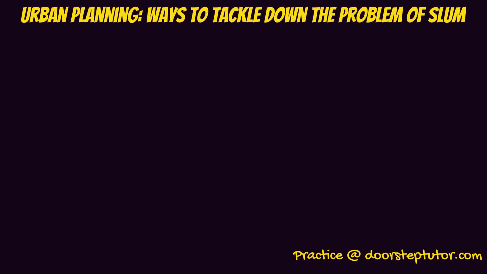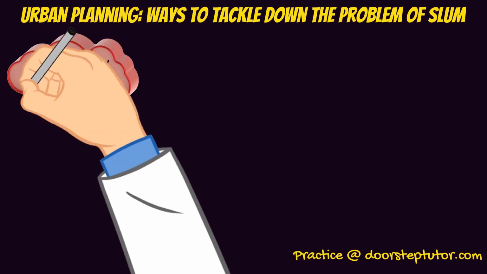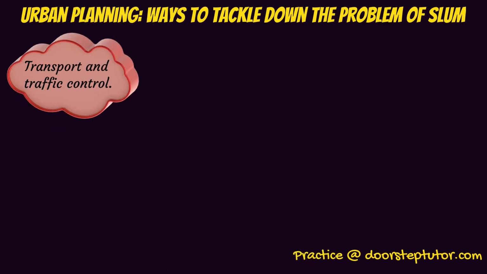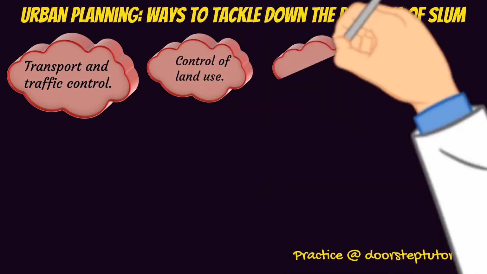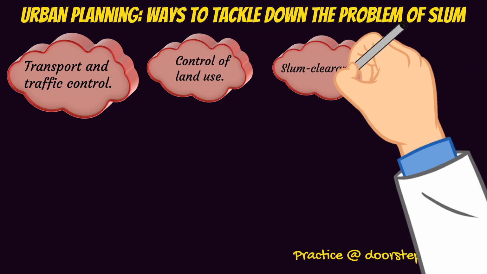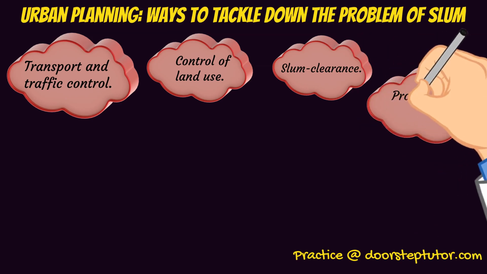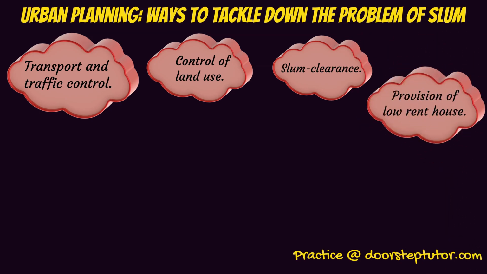Urban planning, ways to tackle the problem of slums. Urban planning is the best way to tackle the problem of slums. But even in urban planning, there are certain aspects that need to be focused on for the implementation of such planning in urban areas, such as transport and traffic control. Number 2, control of land use. Number 3, slum clearance. Number 4, provision of low rent houses, especially for the slums.